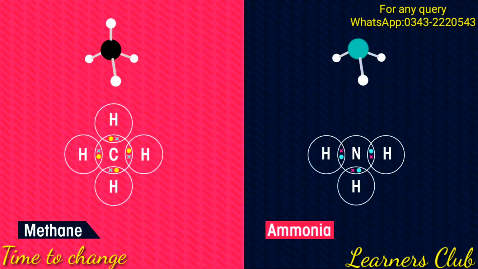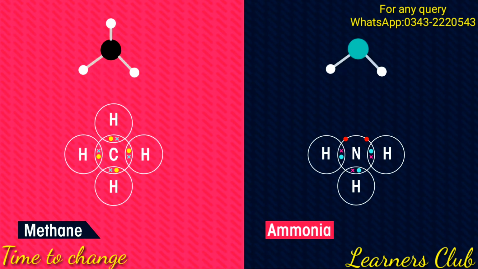Ammonia has 2 electrons, called a lone pair of electrons, occupying the 4th position. These electrons take up space. We can't pretend they're not there. In fact, because electrons are negatively charged, lone pairs repel bonds even more strongly than bonds repel each other. This makes ammonia less symmetric than methane.